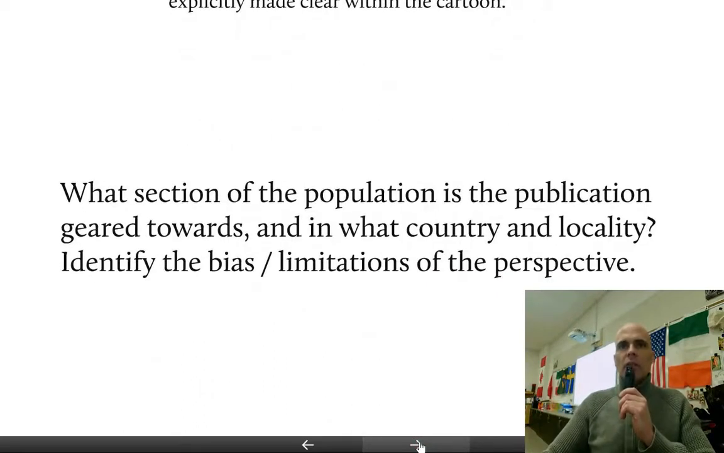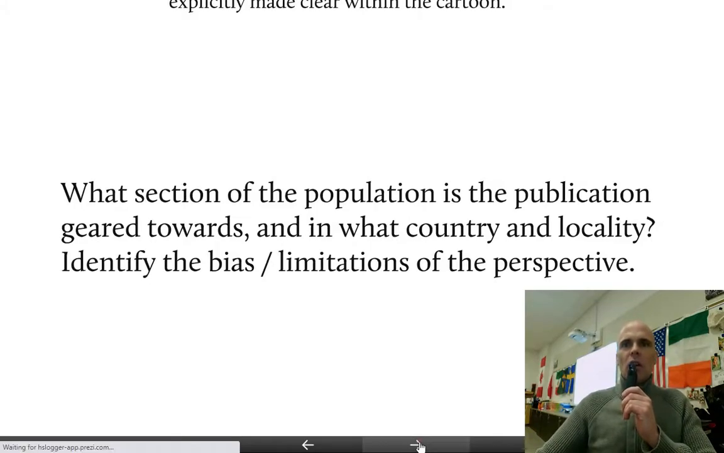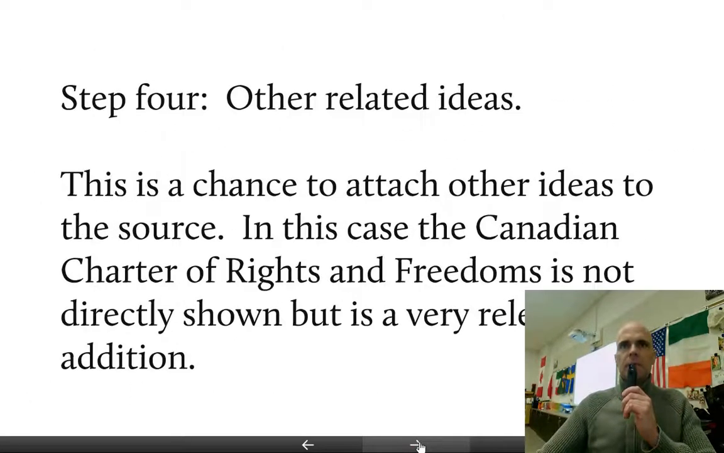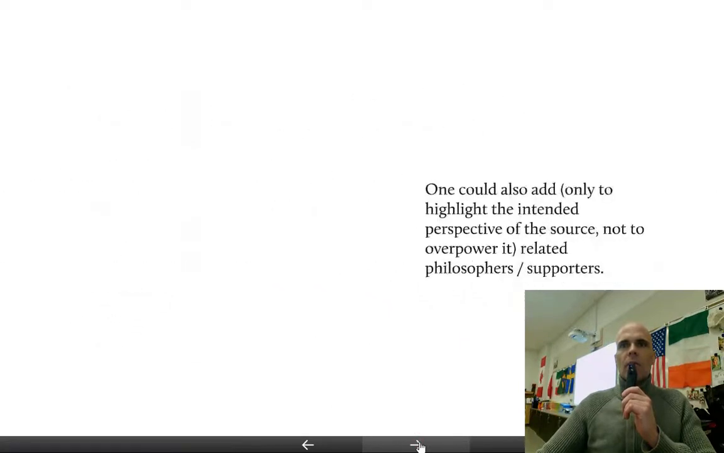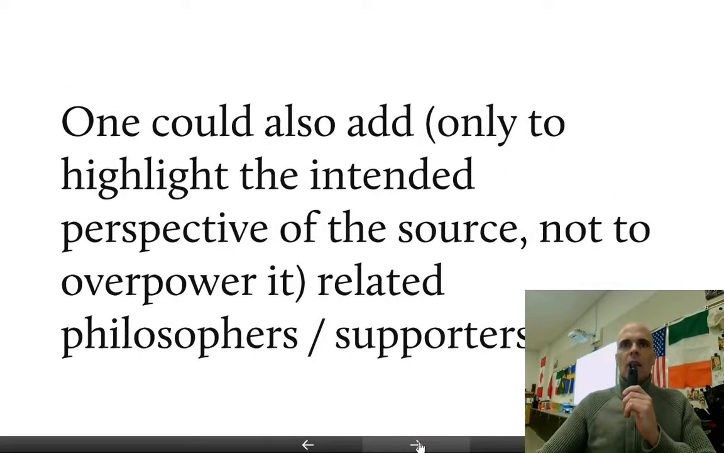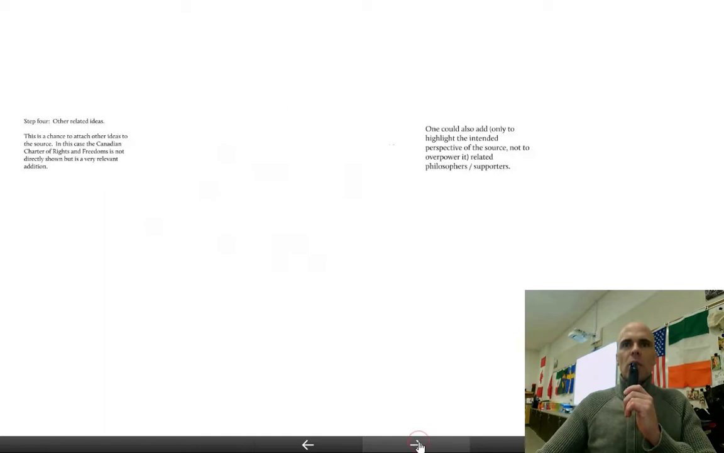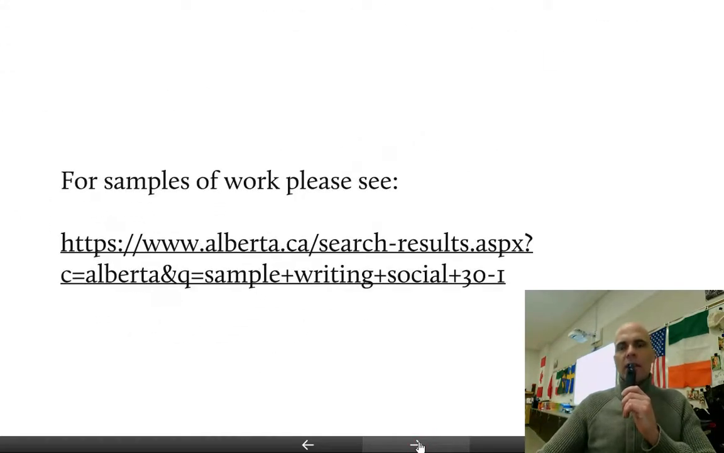Now, obviously, every source is going to have a bias and therefore be limited. You might want to look at who would be a proponent of the source, who might agree, and what evidence would they use to further the perspective of the source, but who would be an opponent, who would disagree with the source, and what is evidence that they'd use to argue against the source. This is where we often see people add in philosophers and things like that.